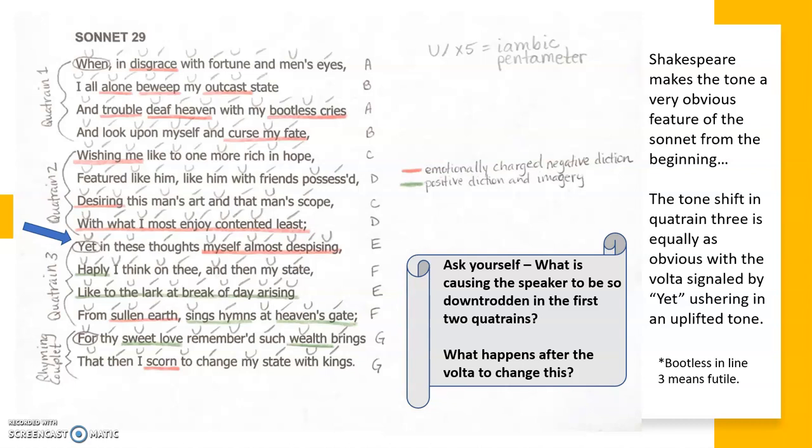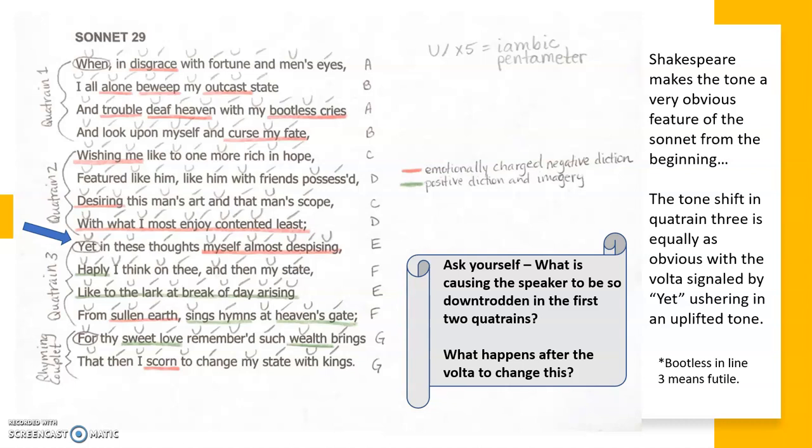But the second half of quatrain 2 is particularly enlightening. Desiring this man's art and that man's scope, with what I most enjoy contented least. Shakespeare, the bard, the most famous writer in the history of the English language, is saying, I wish my art, the scope of my work, was as good as that man's. And that's really interesting. What he most enjoys, he is least contented with.